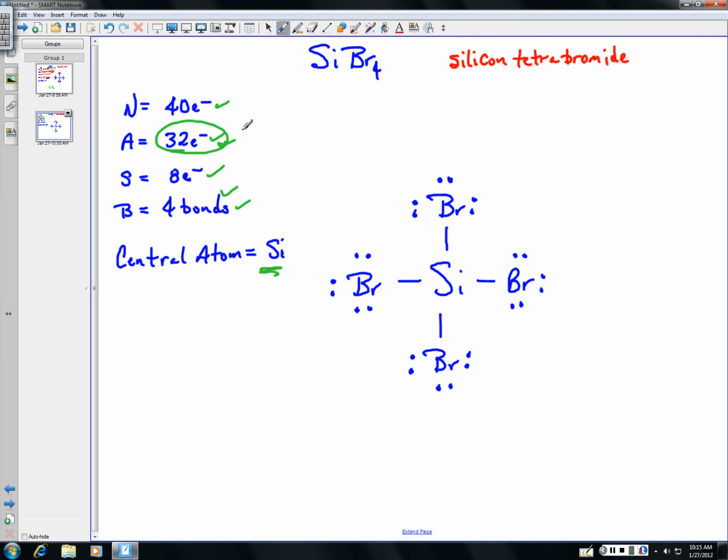And I checked my structure. Each bromine had 8. And the silicon had 2, 4, 6, and 8. So everybody was happy. So this is a good full credit structure if you have to draw that on some future exercise. That'd be a good picture of silicon tetrabromide. All right, that ends this one.